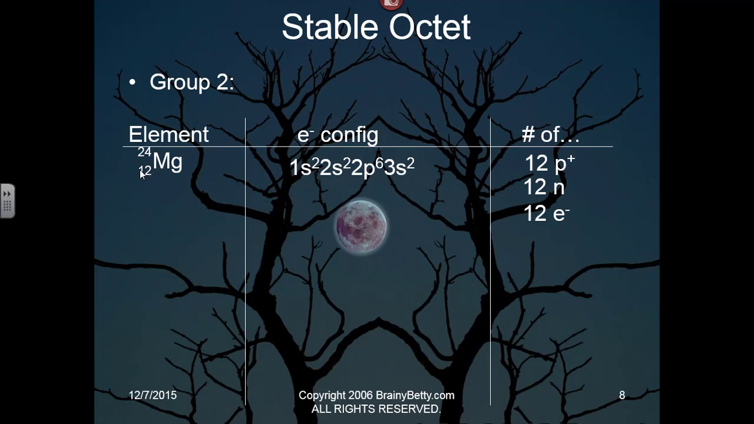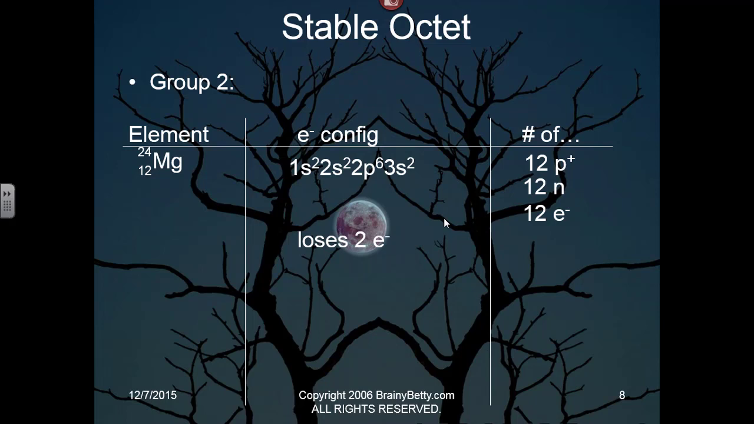If magnesium wanted to make a noble gas electron configuration, it would need 8 valence electrons. So again, we have two choices. If we wanted this level 3 to be full, to make 8 valence electrons, we'd have to add 6 more. The other choice is to lose these last 2, and then our outermost energy level becomes the second level, which is already full. So which of those choices do you think is easier? Add 6 or lose 2? Of course it is to lose 2.